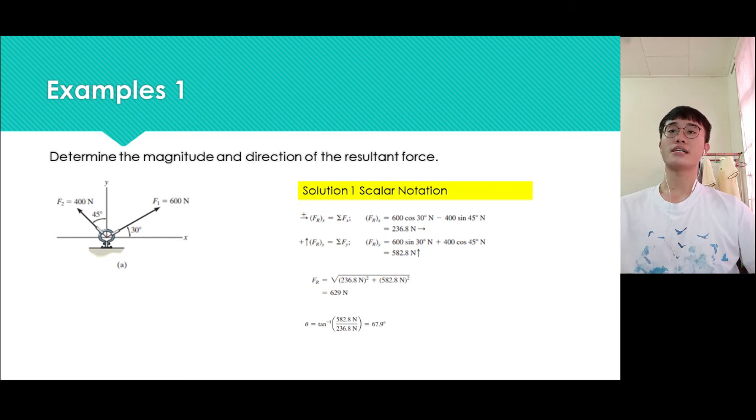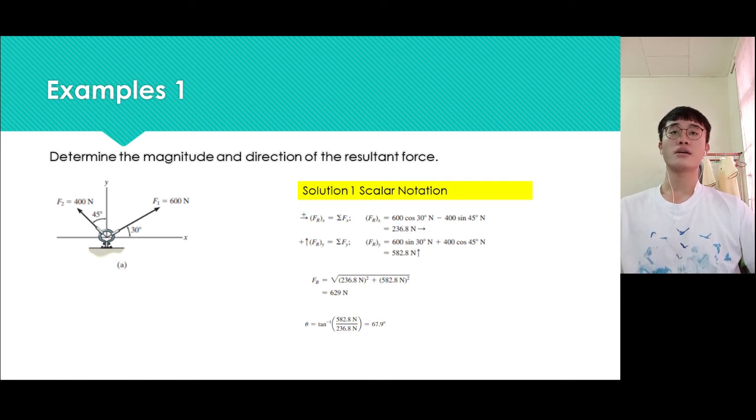Let's look at the example. To determine the magnitude and the direction of resultant force, first we need to draw the free body diagram and include all the information given into the free body diagram. Then resolve all the forces into x and y components. After resolving, sum all the x and y components respectively as shown in the steps here.